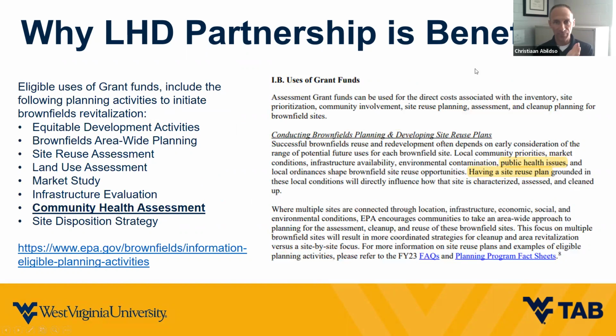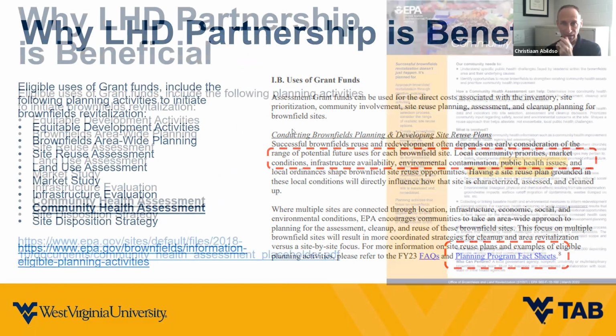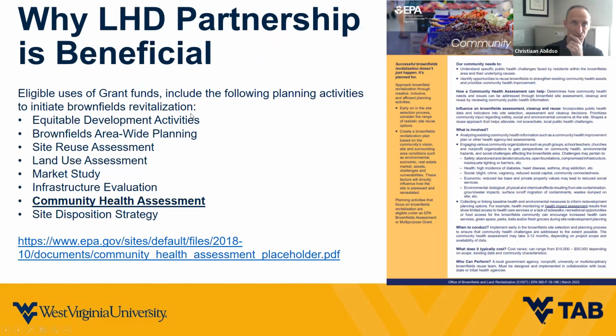So the other thing in the application that you see on the right is that one of the eligible uses is specifically to address public health issues through a community health assessment. And again, the EPA has a great one-pager about this, a planning program fact sheet that is referenced in the application. So there are a couple things in that document that I want to stress.